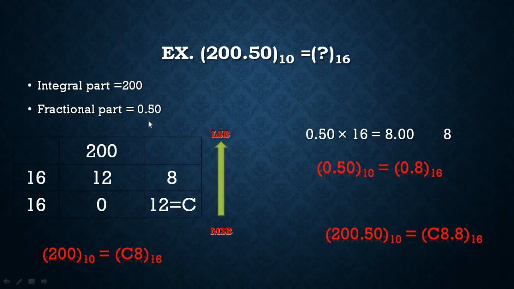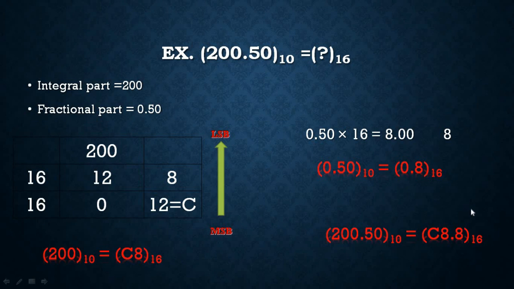Now we focus on the fractional part. The fractional part is 0.50. We multiply 0.50 by 16, and we get the result 8.00. This 8 is picked up for the result, and the remaining fractional part vanishes. So we write the result for 0.50 to the base 10 is equal to 0.8 to the base 16. When we combine the results, 200.50 to the base 10 becomes C8.8 to the base 16.